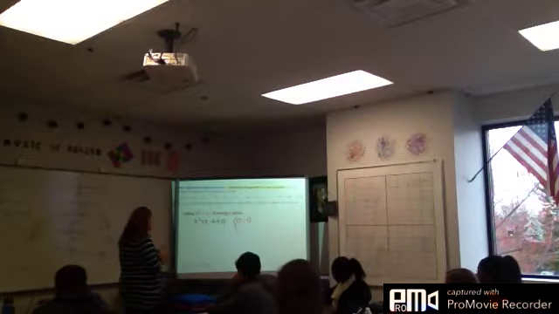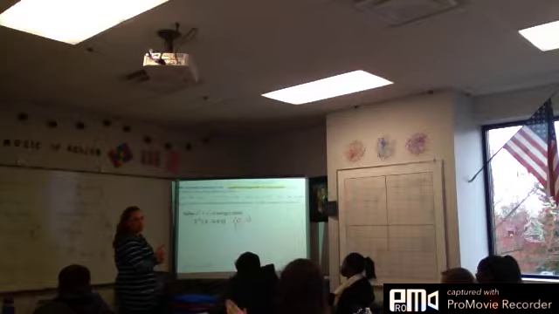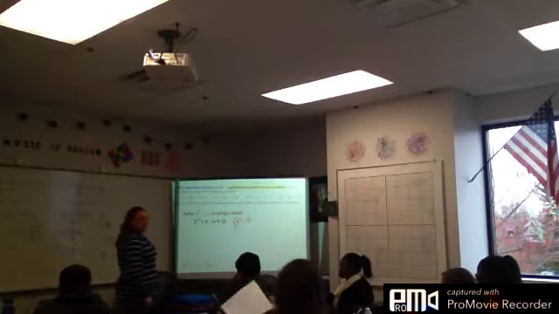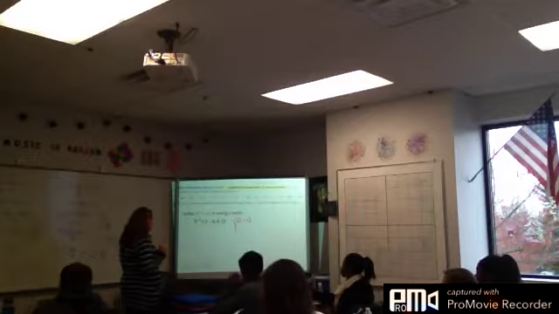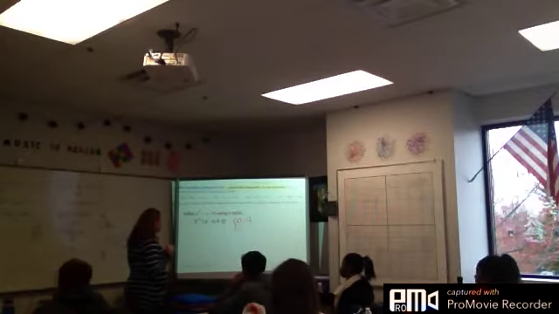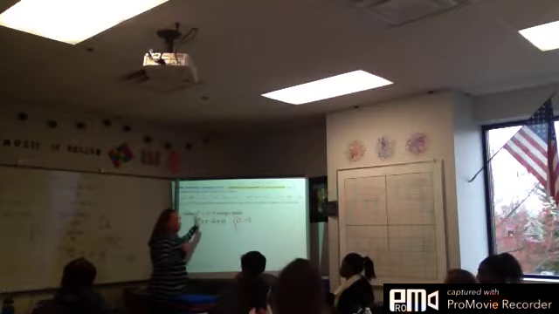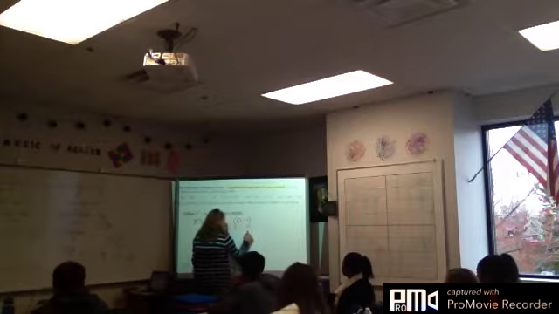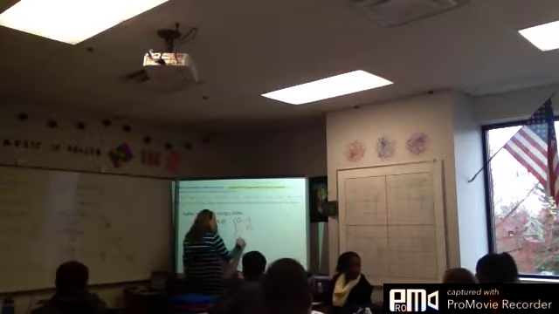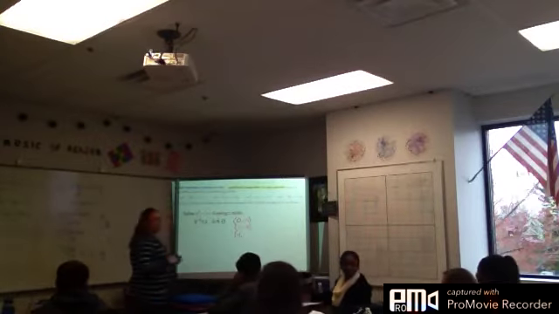I don't want to plug in a 2 yet. If I plug in a 1, you get what? Negative 4. 1 and 1 is 2, 2 minus 6 is negative 4. Get it together, Tyler. Plug in a -1, what do you get?